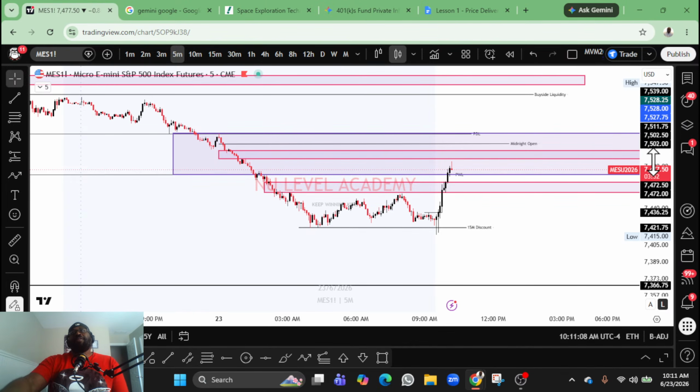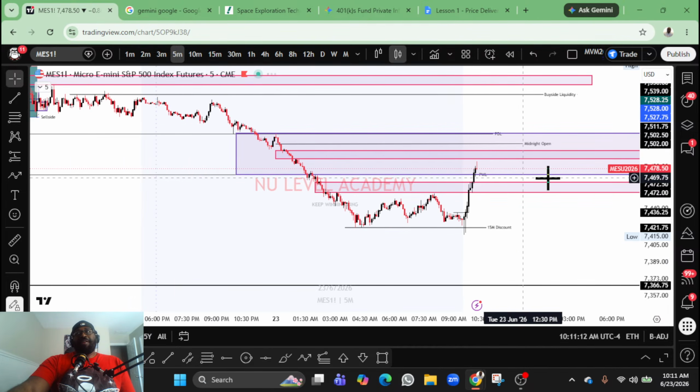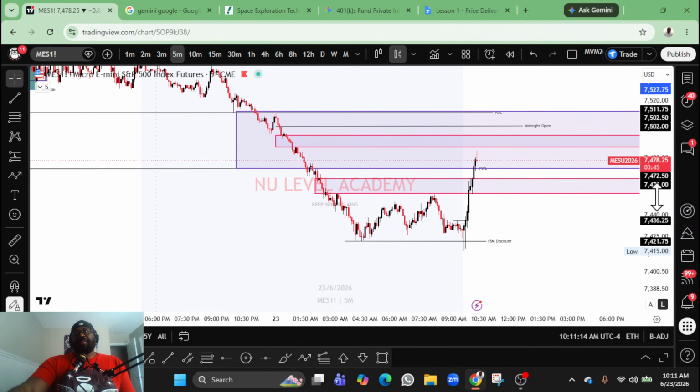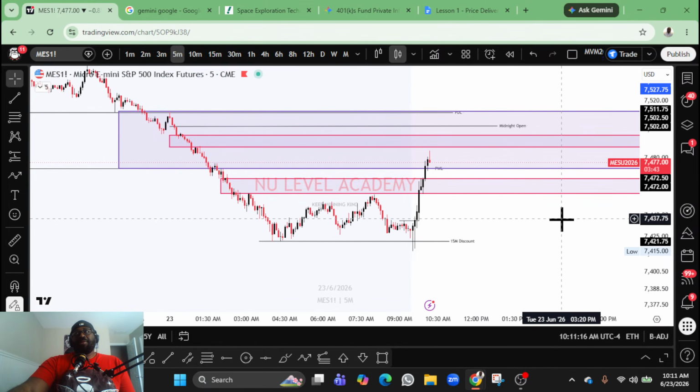Hey, this might be a reversal of what we have here based on this candle closure, but we have about 3 minutes to this candle closure, so we'll see.